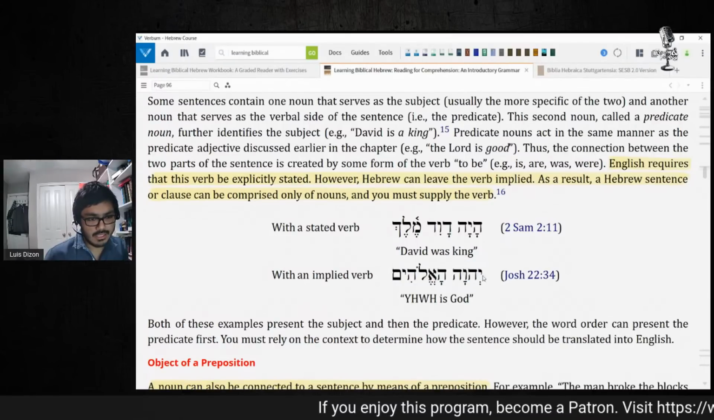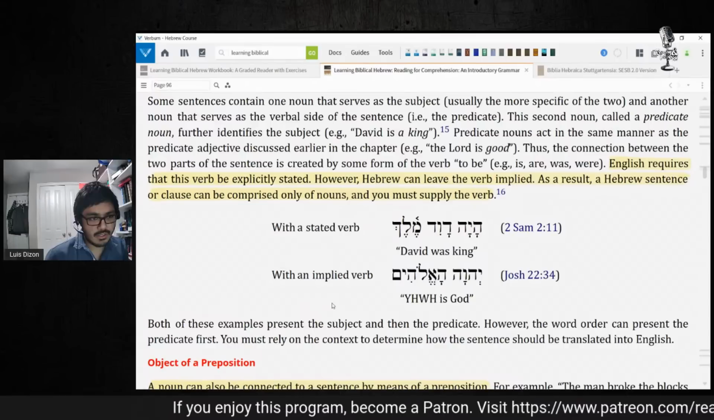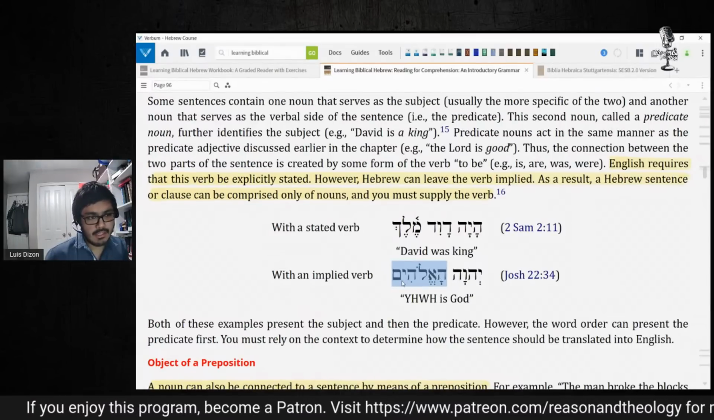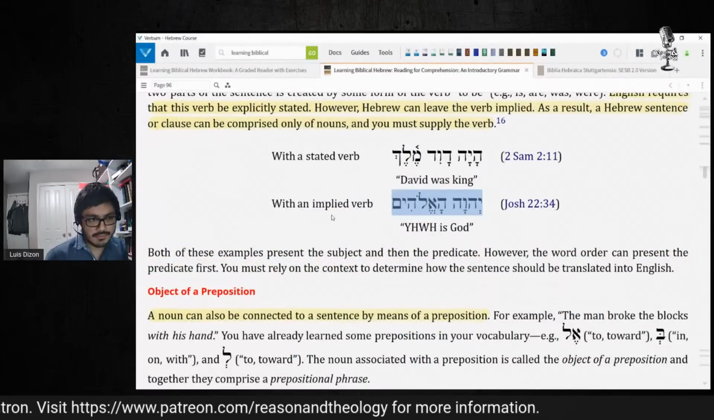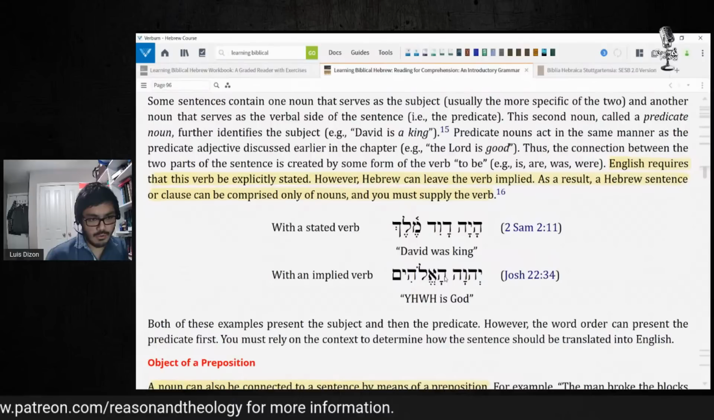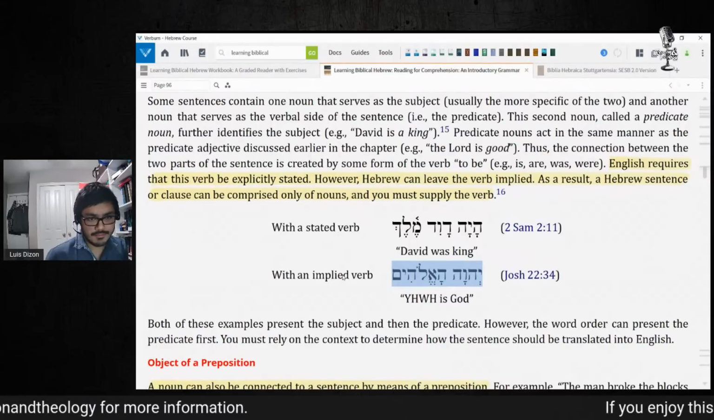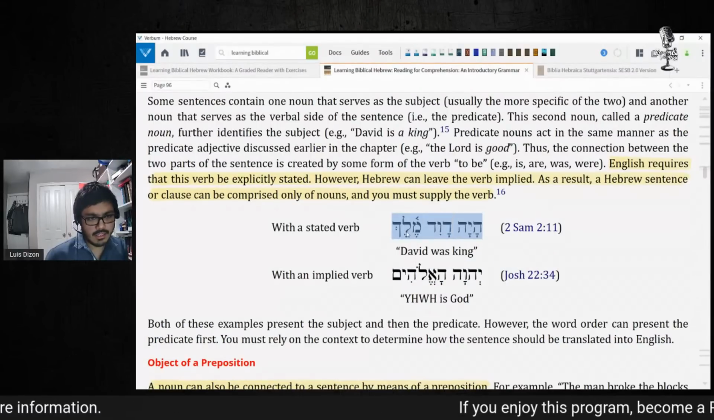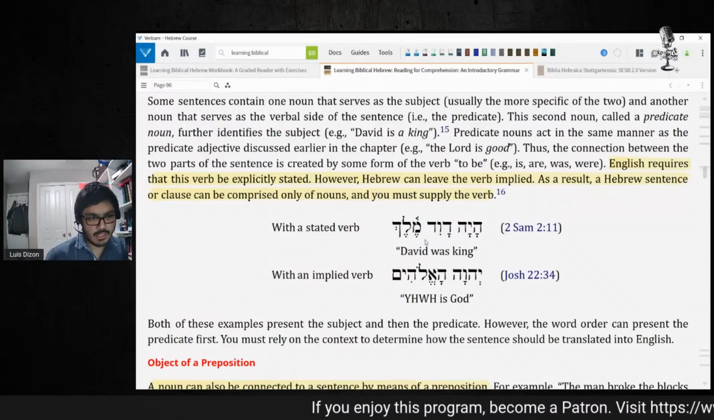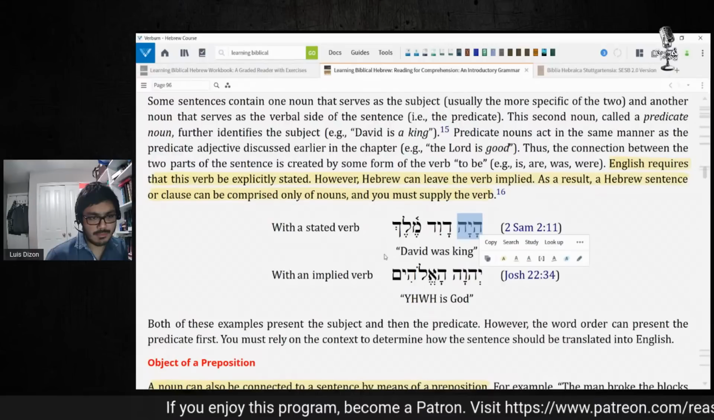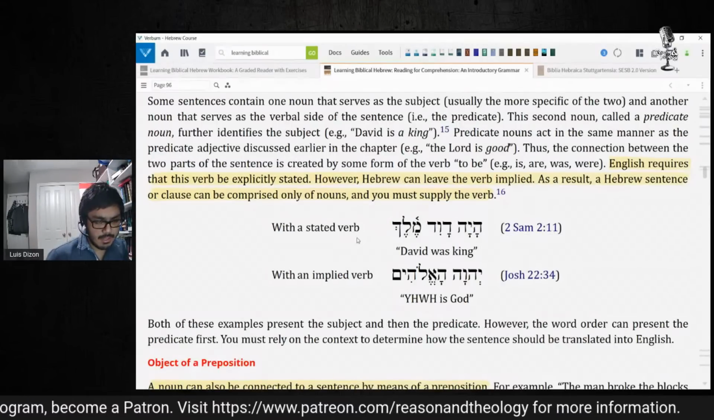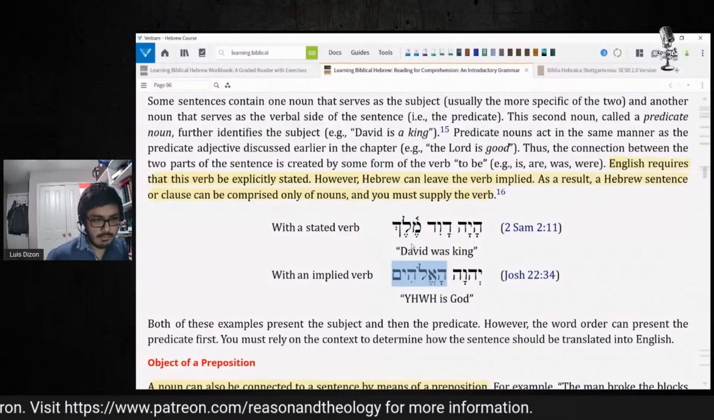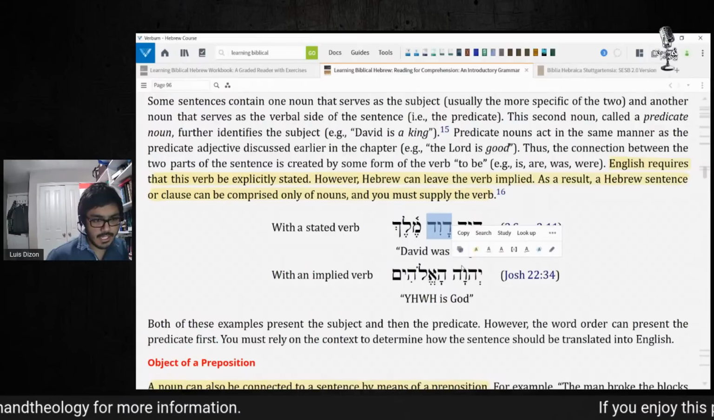So the Lord is God. So Ha-Elohim in this context is what you call the predicate noun because it is the predicate in this sentence. But there's no verb that is modifying it. On the other hand, you have something like Haya David Melech. So there is a copula here, the word Haya, which means he was. David was king. Melech here is the predicate noun because the predicate noun is basically identifying the subject.